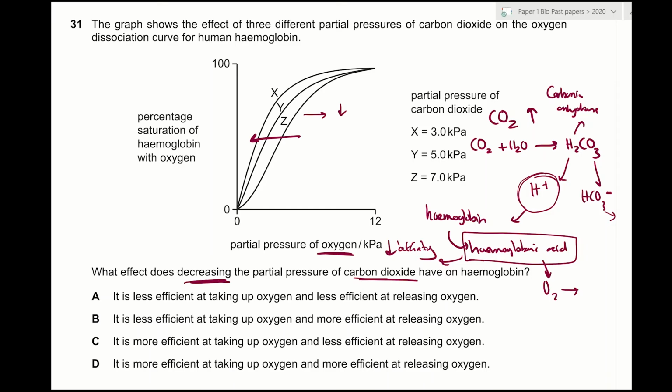Now, here we're looking at the effects of decreasing the partial pressure of carbon dioxide. So decreasing the partial pressure of carbon dioxide means that the affinity increases. Therefore, it's going to become more efficient at taking up oxygen, as opposed to hemoglobinic acid. And because, as we said, the hydrogen ions are the reason why oxygen is released in the first place, when the concentration of hydrogen ions decreases, this means that oxygen is no longer released. Therefore, it becomes less efficient at releasing oxygen, and the answer is going to be C.